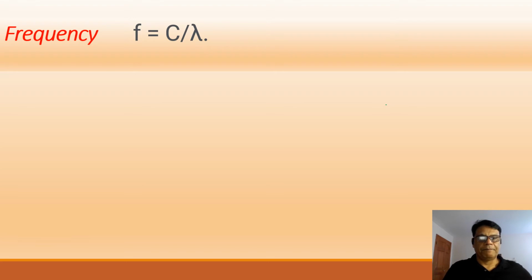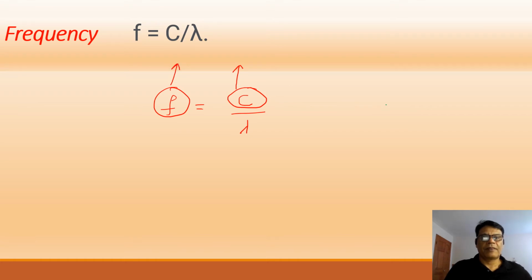So once again, never ever forget this formula, F equals C over lambda. In this equation, frequency and speed of sound have a direct relationship. If frequency increases, speed also increases, and vice versa. If speed decreases, frequency will decrease.